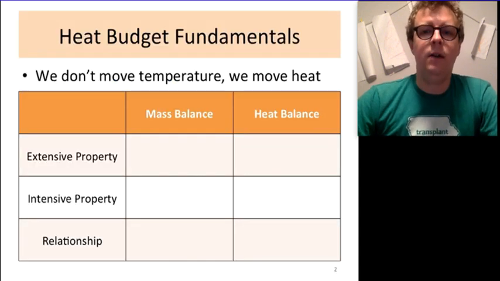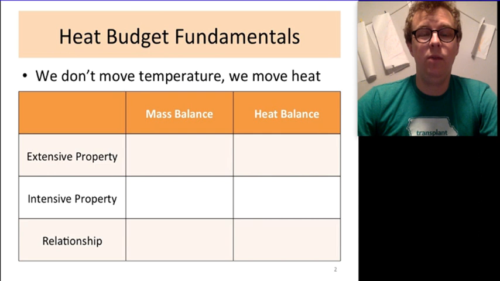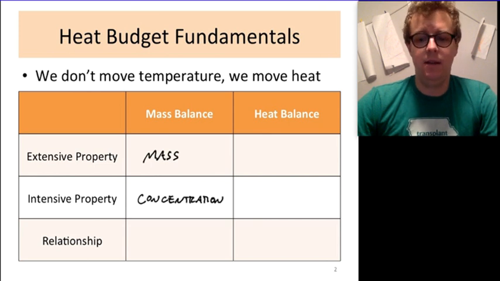And so just like we don't really model concentration, we model mass expressed as concentration, we don't really model temperature either. We move heat through our model, but we express it as the resultant temperature. So let me try and draw that comparison a little more clearly. We're used to modeling masses, but expressing them as concentrations. And of course, we know that concentration is mass per unit volume.